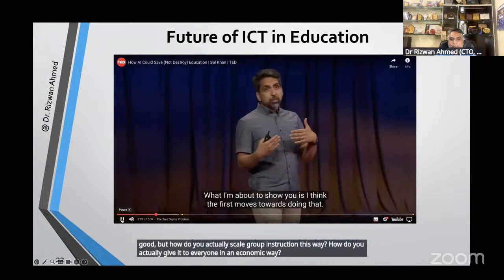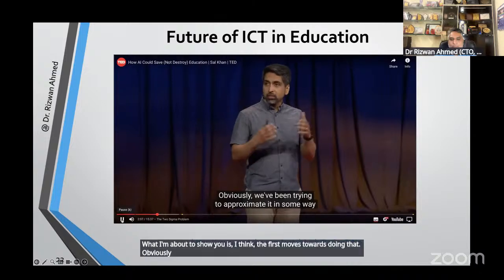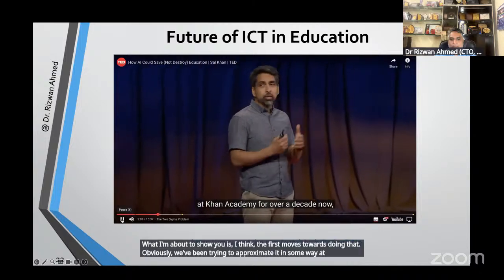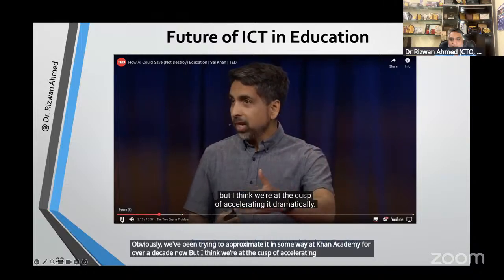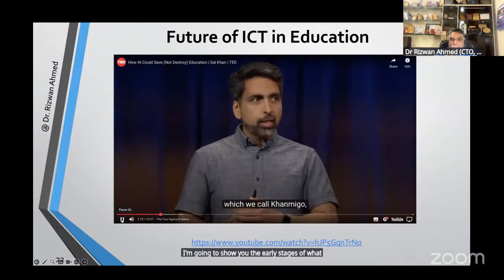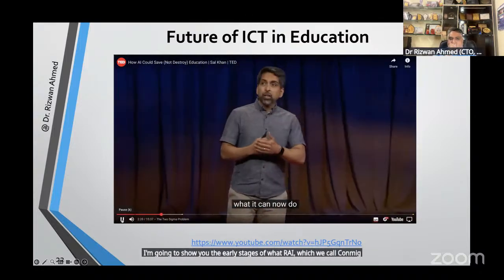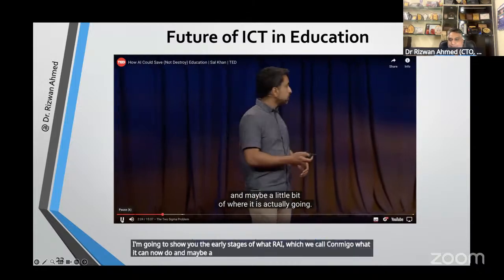What I'm about to show you is, I think, the first moves towards doing that. Obviously, we've been trying to approximate it in some way at Khan Academy for over a decade now, but I think we're at the cusp of accelerating it dramatically. I'm going to show you the early stages of what our AI, which we call Khanmigo, can now do, and maybe a little bit of where it is actually going.